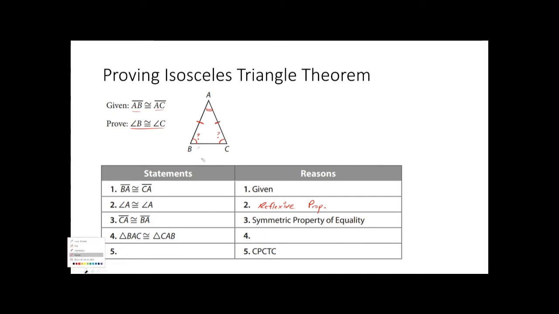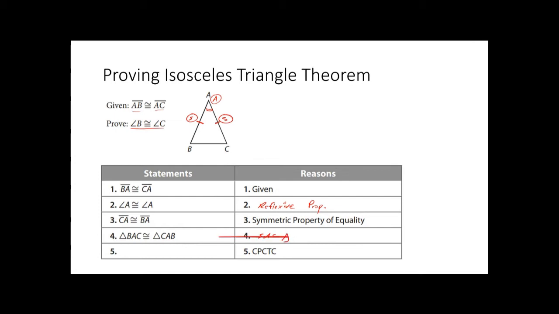What do we have so far? Again, we don't have angle B and angle C yet, but look at it. What do we have? We've got a side from AB. We've got an angle from the reflexive property. And this side is also congruent. Hey, this is side angle side.